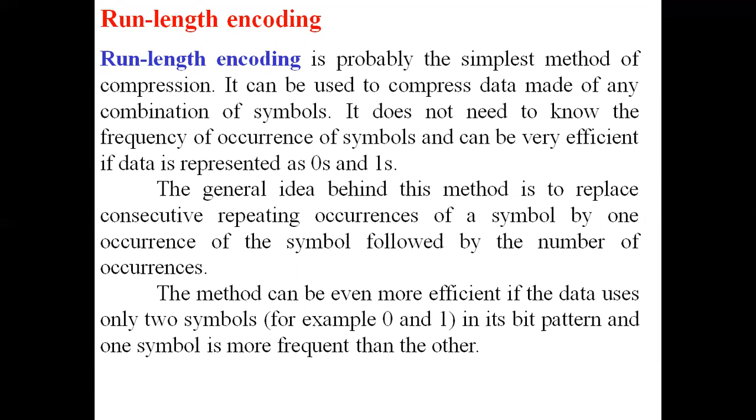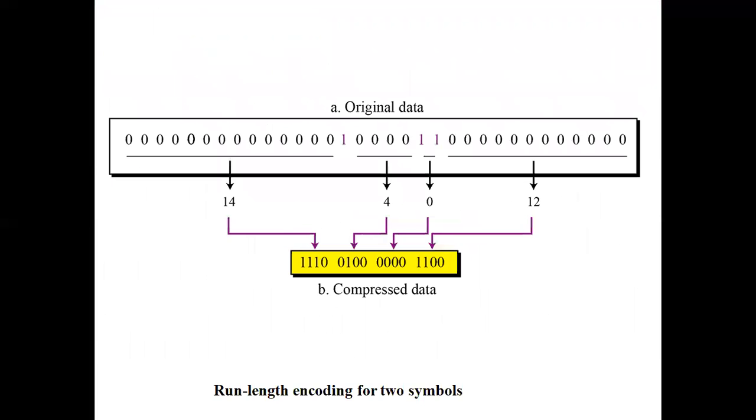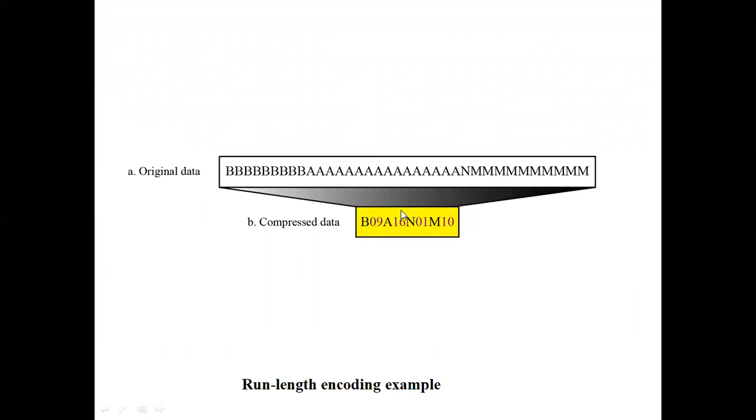So this is a simple method, and as you can see, we have the original data with the number of times: b 9 times, then a 16 times, then n only one time, and m 10 times. So the compressed data, you can see this long 32 bits has been replaced by b9, a16, n1, m10. It's a very small number, it has reduced.